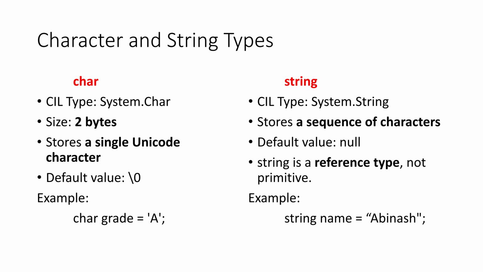Then comes character and string. Char stores a single character, occupies two bytes, and supports Unicode characters. Default value is 0. String stores a collection of characters. Its default value is null and it is a reference type. Strings are stored in heap memory.